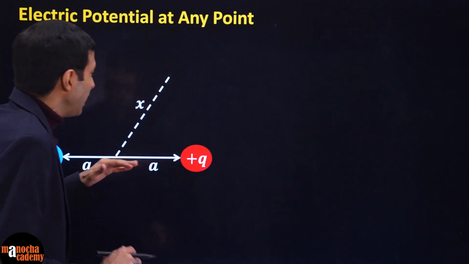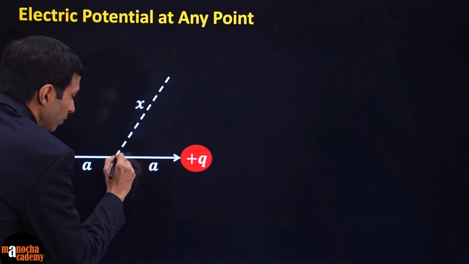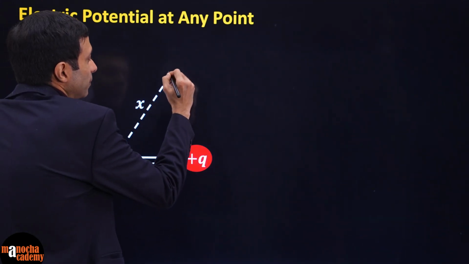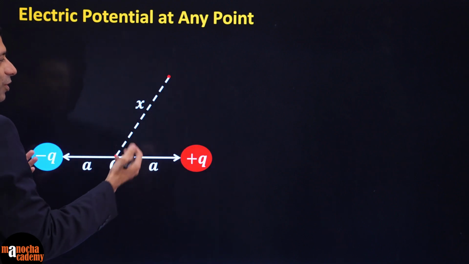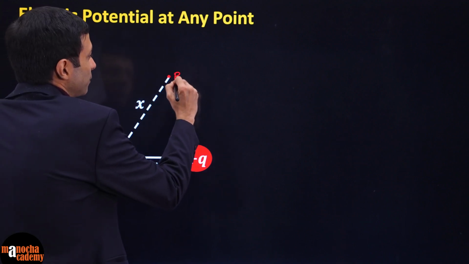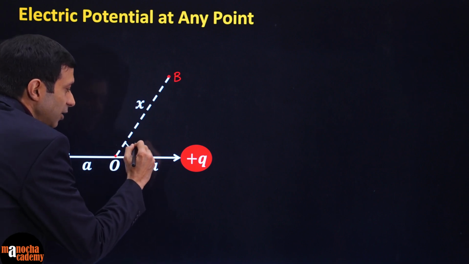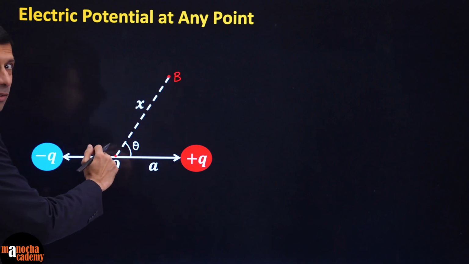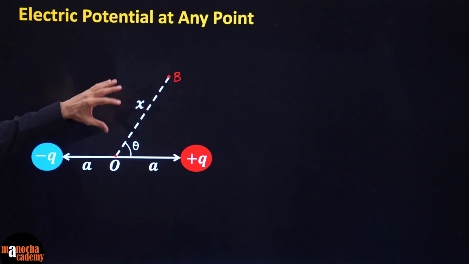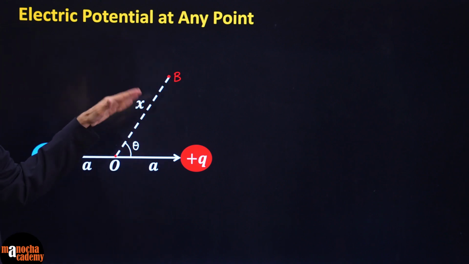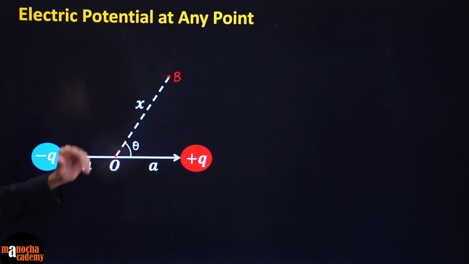So if you look at any random point, again considering from the center of the dipole, let's say point B. If you consider any random point B here, and the angle that this line makes with the dipole is theta, and this distance from the center is x. So this reminds you of polar coordinates x comma theta, and we are interested in finding the electric potential at this point. So how do we do that?